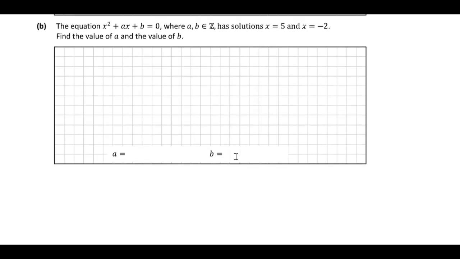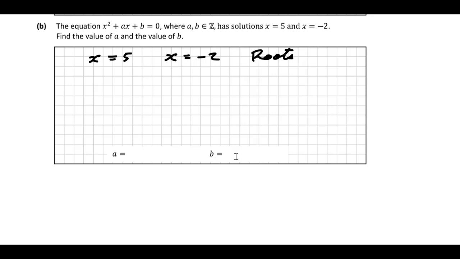Part B, the equation x squared plus ax plus b is equal to 0, where a and b are integers, has solution x is equal to 5 and x is equal to minus 2. Find the value of a and the value of b. So what we're going to do here is look at x is equal to 5, and look at x is equal to minus 2. Now these are roots, so what I'm going to do is just convert them both to factors.